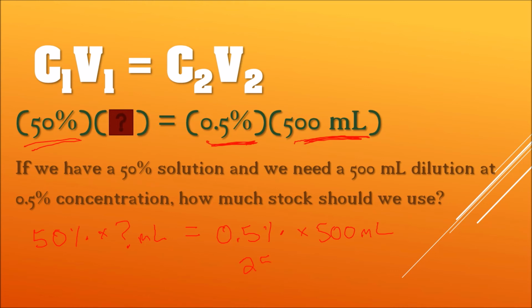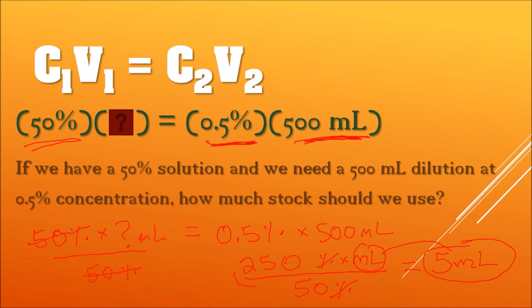So this would be 250% times milliliters. And this over here, we don't know, so we need to divide this by 50% to cancel these out. And we'll divide this by 50%. The percent sign cancels out. And 250 divided by 50 is going to be 5. And we have milliliters left over here, so that goes over here, milliliters. So 5 milliliters.